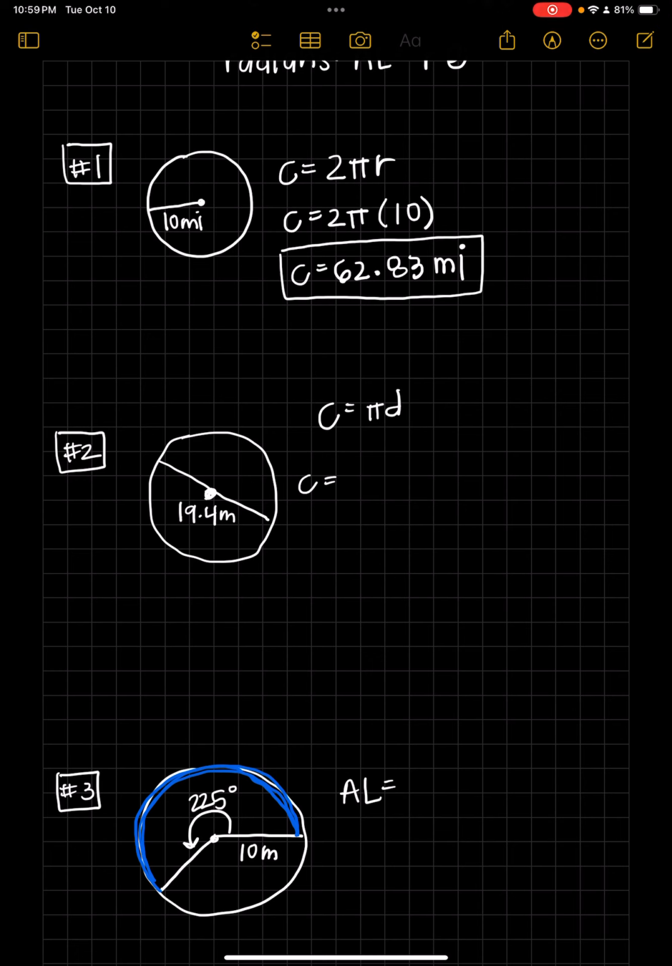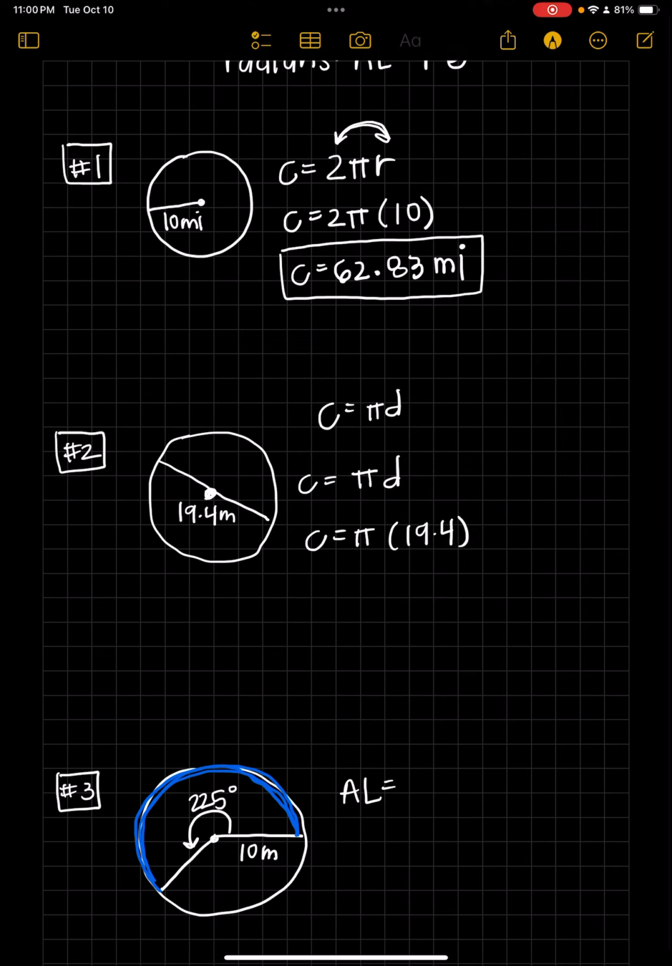The reason why this works is because we know the diameter is like 2 radiuses or 2 radii because it goes from the center out twice. So all I did was replace the 2 and the r in the original circumference formula with just D. So in this case, I can write pi times D as my equation that I'm going to use, and I'm just going to replace the D with 19.4.